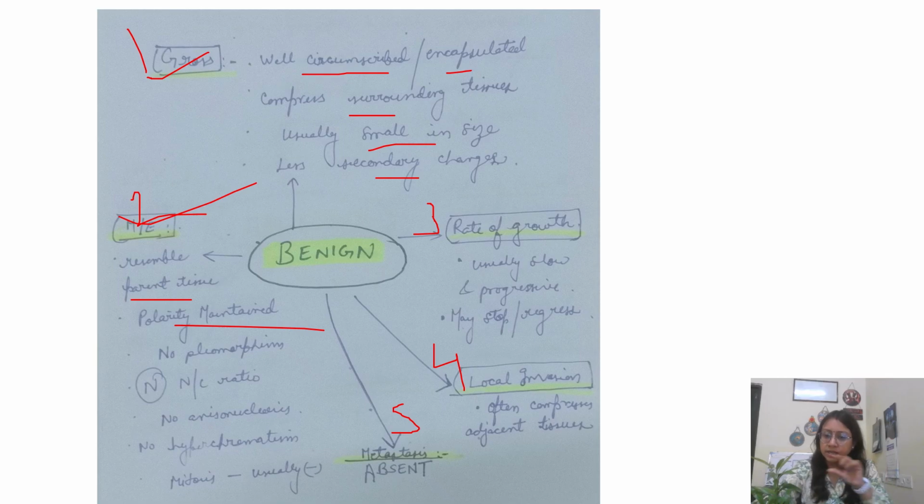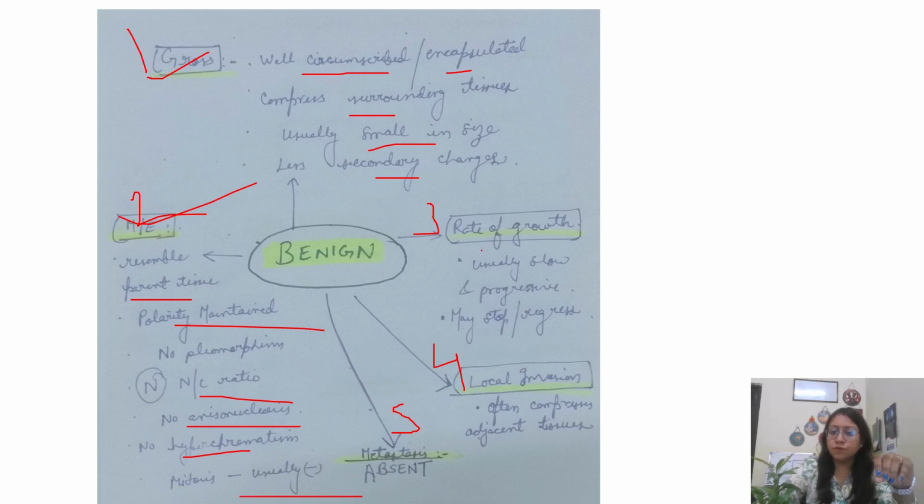So those cells, the polarity is maintained. Benign tumors' polarity is maintained. Then the NC ratio, the nucleocytoplasmic ratio, is normal in benign. There is no difference in the size of the nucleus, that is, anisonucleosis is not seen. Then there is no hyperchromasia. The nucleus does not appear dark, and mitosis is usually absent.